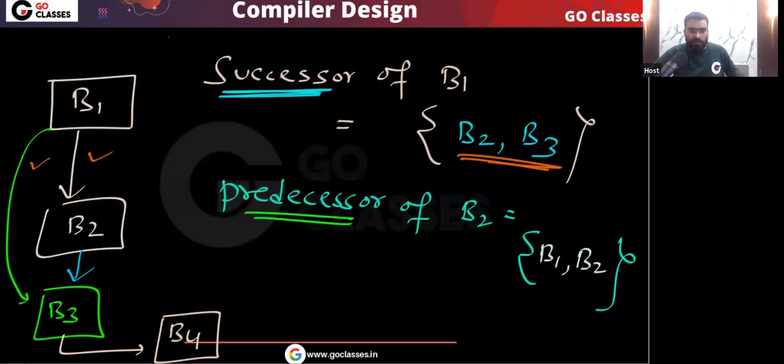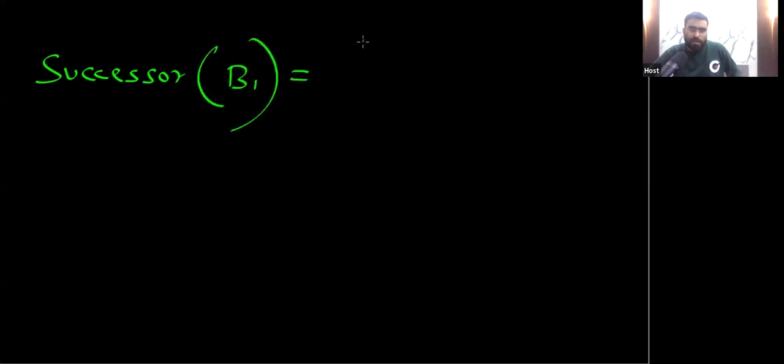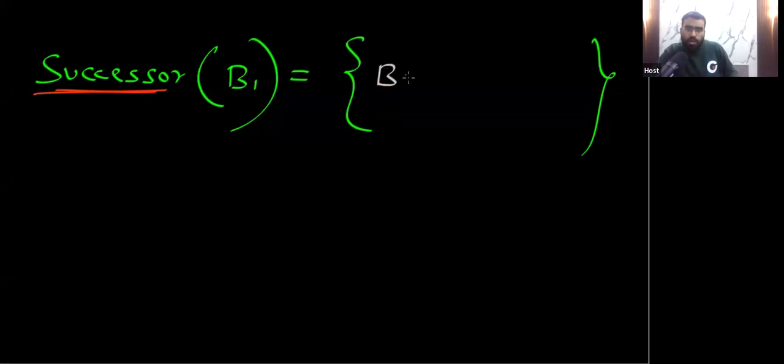So remember, what is the successor of a basic block? What are the successors of basic block B1? Those will be those basic blocks such that from B1 there is an edge to Bi. Is this clear? Let me know. The successor of B1 will be those basic blocks such that there is an edge from B1 to Bi.